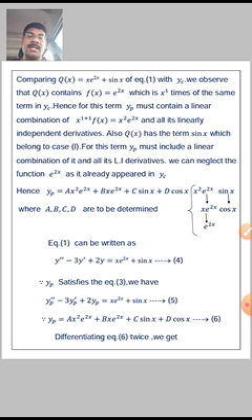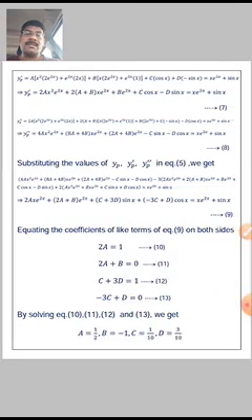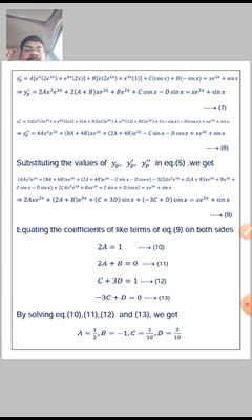Equation 1 can be written as y double dash minus 3y dash plus 2y is equal to x e power 2x plus sin x. Therefore yp satisfies equation 1. yp double dash minus 3 yp dash plus 2 yp is equal to x e power 2x plus sin x. Here yp is equal to a x square e power 2x plus bx e power 2x plus c sin x plus d cos x. Differentiating equation 6 twice we get yp dash and yp double dash.